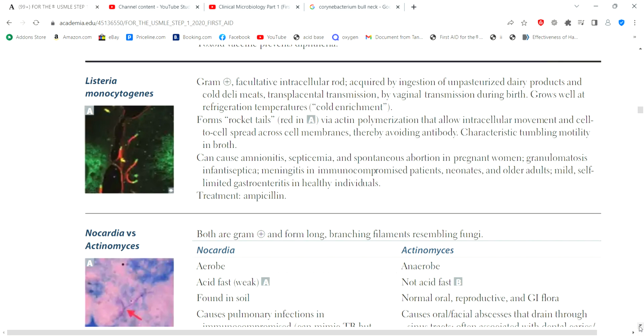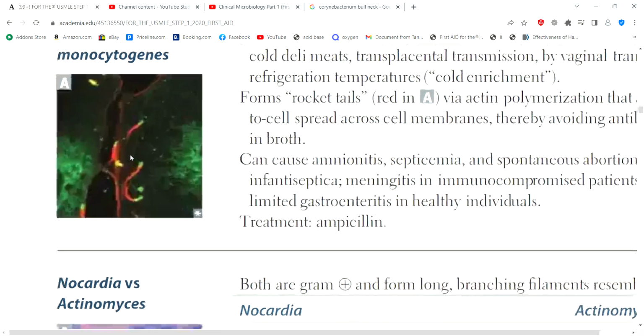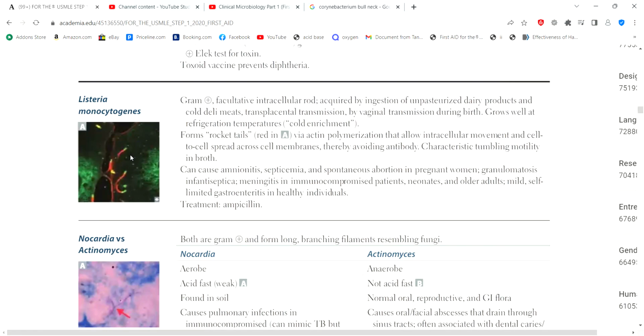See these rocket tails? They like to tumble. The red is the rocket tails. They form rocket tails by actin polymerization that allow intracellular movement and cell-to-cell spread across the cell membranes, therefore avoiding the antibody. Characteristic tumbling motility.